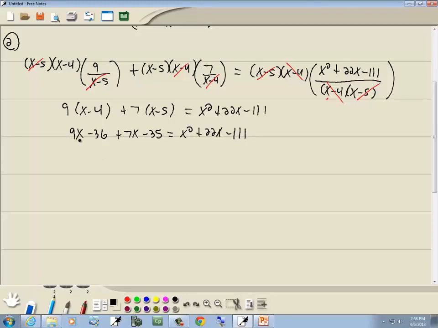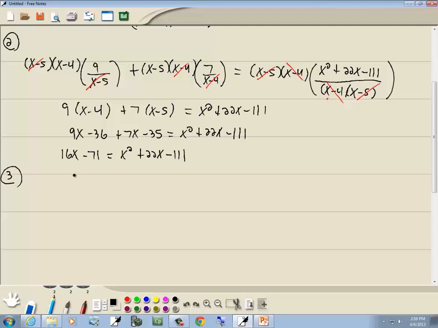Combine together like terms. 9x plus 7x is 16x. Negative 36, negative 35 is negative 71. Equals x squared plus 22x minus 111.